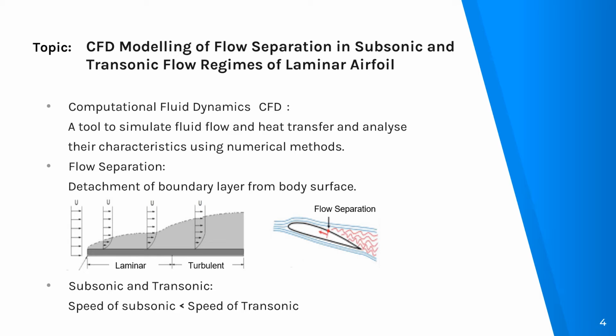It has two types, laminar and turbulent. When air flows across the airfoil, the airflow often no longer follows the profile of the airfoil. Flow separation occurs when the boundary layer starts to detach itself from the body surface. Subsonic means its speed is lower than the speed of sound, while transonic means its speed is close to the speed of sound. Hence, transonic has higher speed than subsonic.